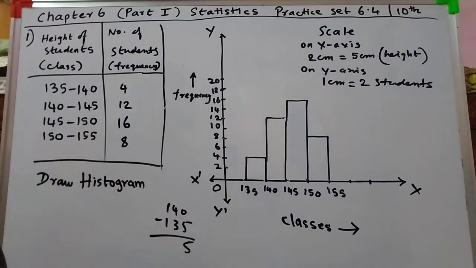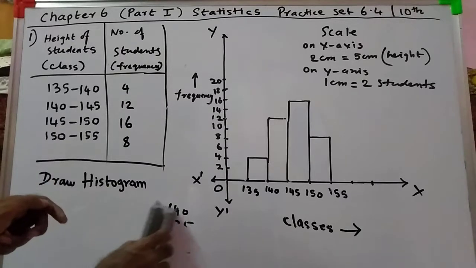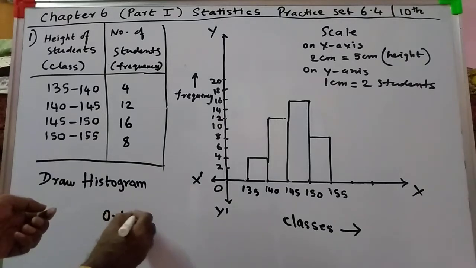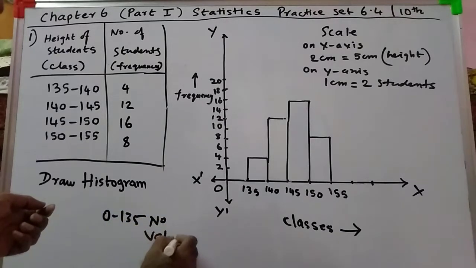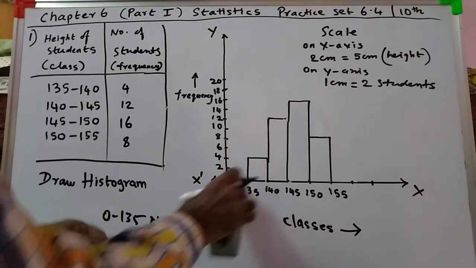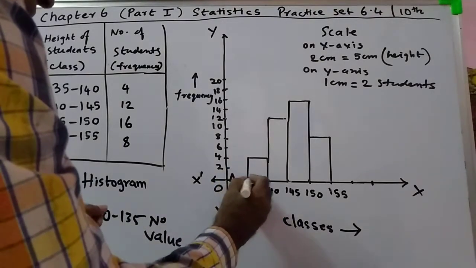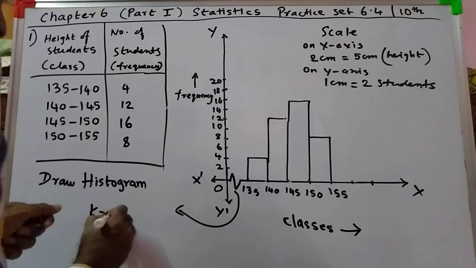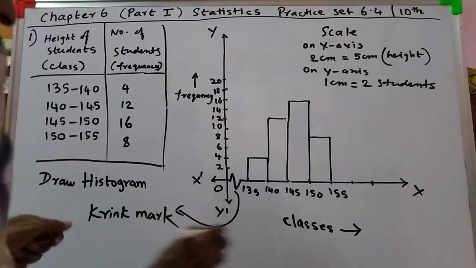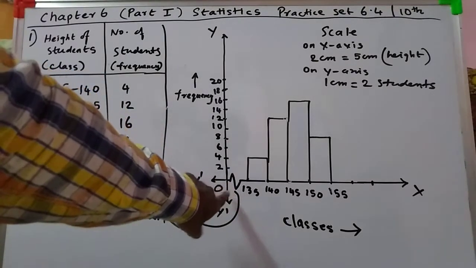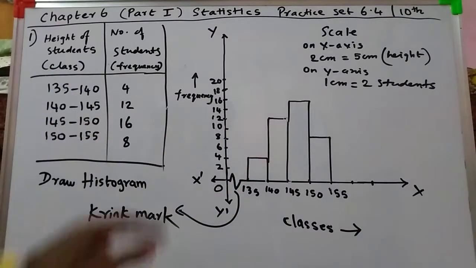Now let's do the next one. Between 0 to 135 there is no value. So that's why we have to take a crank mark here. 0 to 135 no value means you have to put a crank mark. That's all you have to do. Now let's do the next problem.